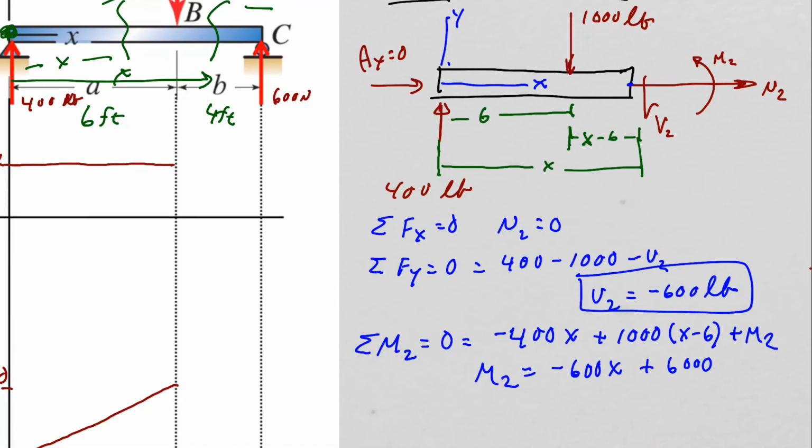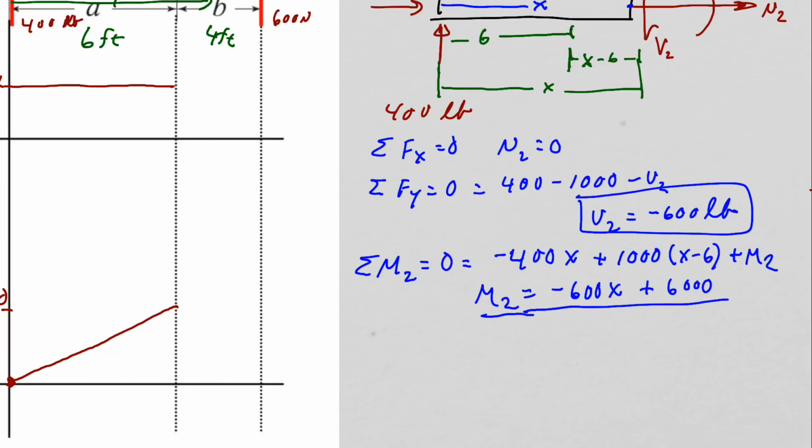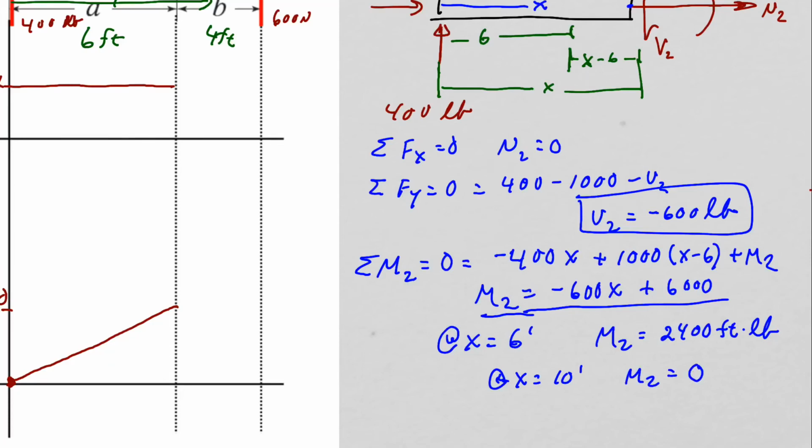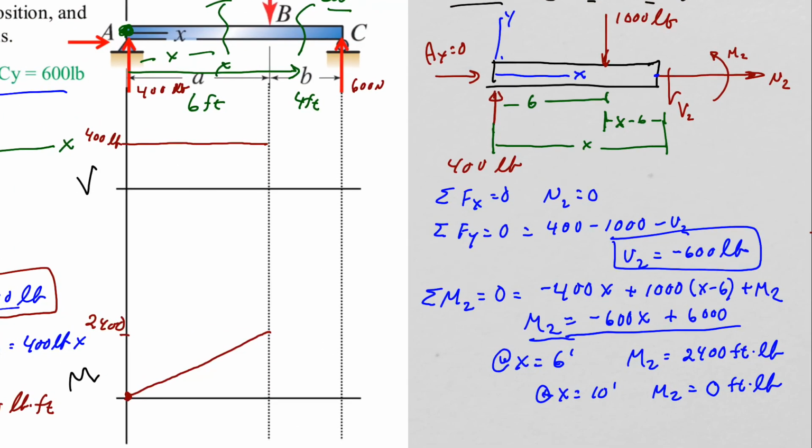Okay, so we have our equation for our moment right here. From this, we can then solve for x equal to 6 feet. We will find that M2 is equal to 2,400 foot-pounds. And at x equal to 10 feet, we find that M2 equals 0 foot-pounds. Okay, that corresponds to the end of the beam.